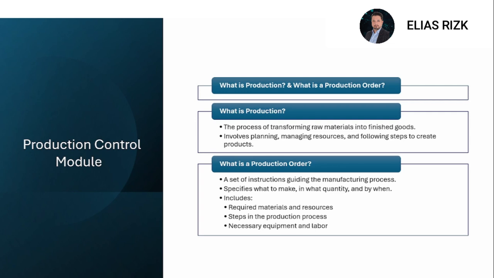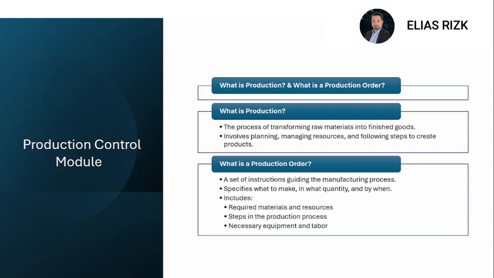And the next part is, what is a production order? The production order in any ERP system, whether you are using Dynamics or Oracle, is like a set of instructions for manufacturing a product. When a user creates a production order in an ERP system, it tells the production team what needs to be made, in what quantity, and by when.